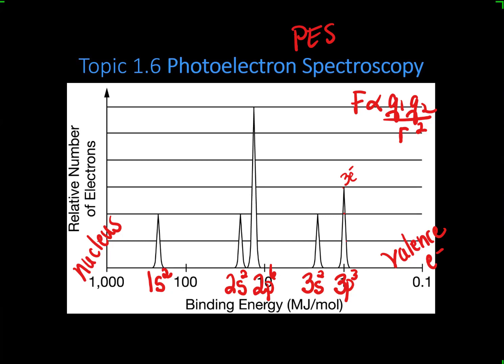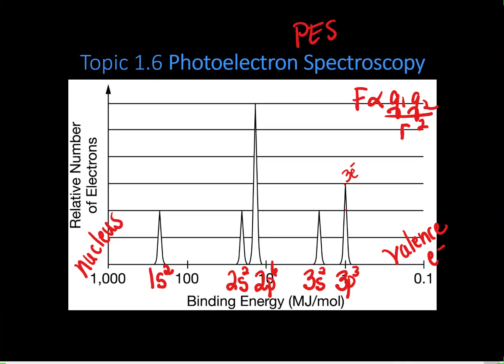There are a couple of things that I want you to notice here before we move on. The difference in binding energy between the 1s and the 2s is much greater than the difference between your 2s and 2p. So there's a lot of energy right here compared to right here. Again, between your second energy level and your third energy level, there's more energy difference between each energy level than there is between the sublevels on an energy level.